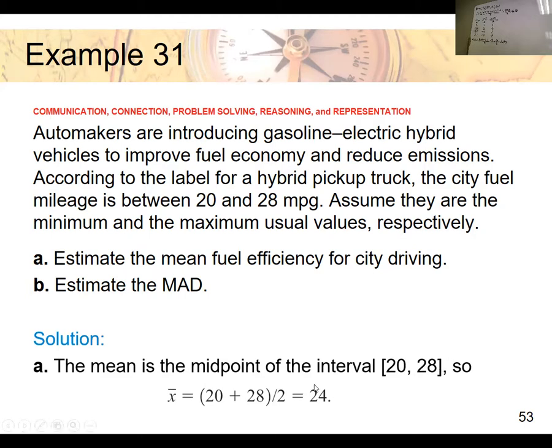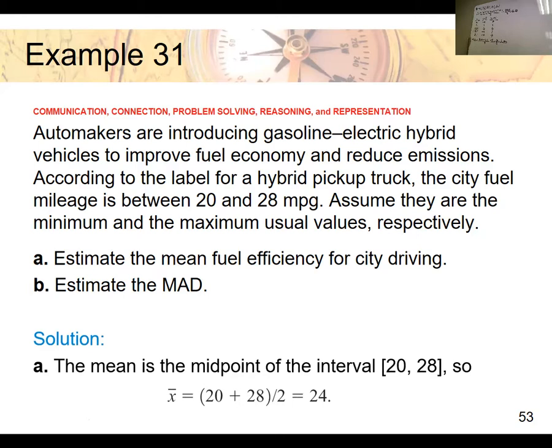So to find that midpoint, we add the minimum and the maximum, that's 20 and 28, that will give you 48, and divide that by 2. And that will give you 24. So that means that the mean is estimated to be 24 miles per gallon. And that expresses the average miles per gallon. Yes, that's what that means. Any other questions? Okay, so that's part A.